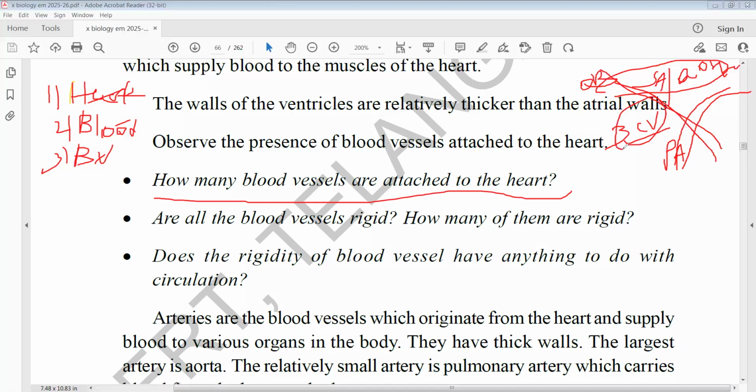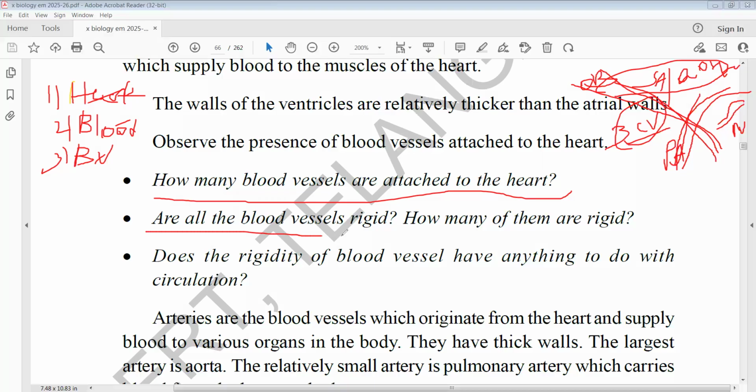Three caval veins, one pulmonary artery, one systemic artery, and also another one from the lungs to the left auricle, that is the pulmonary vein, also attached.